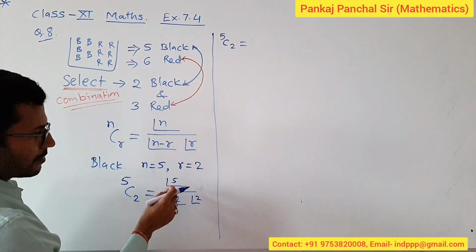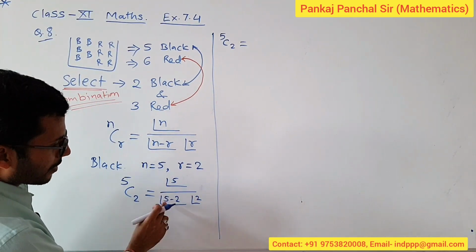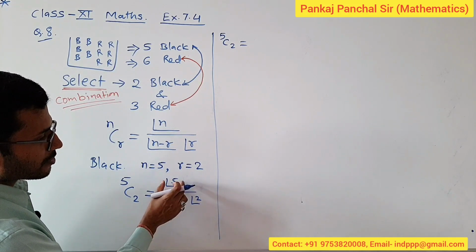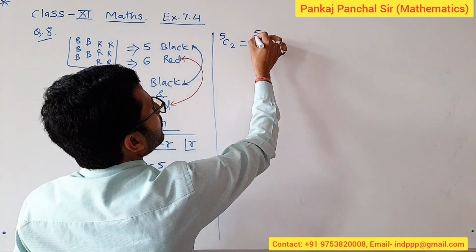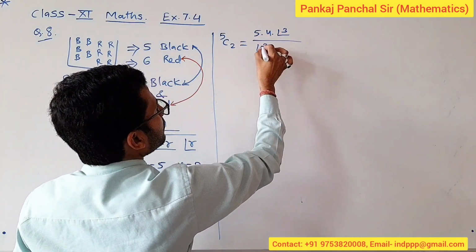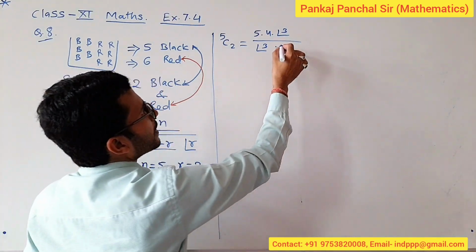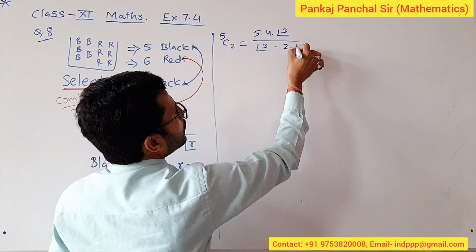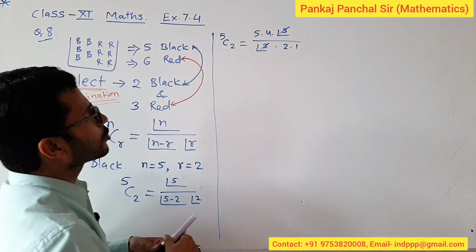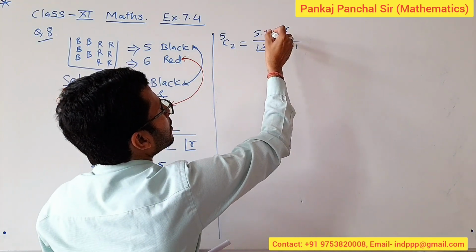Now look, factorial 5 means 5 into 4 into 3 into 2 into 1 like that. 5 minus 2 is 3, so here it is 3 factorial in the denominator. So we will write 5 into 4 into factorial 3, divided by factorial 3 because 5 minus 2 is 3, and into factorial 2, we can open this: 2 into 1. This factorial 3 and factorial 3 will cancel out, and this 2 and 4 will cancel out. You can see here 2.